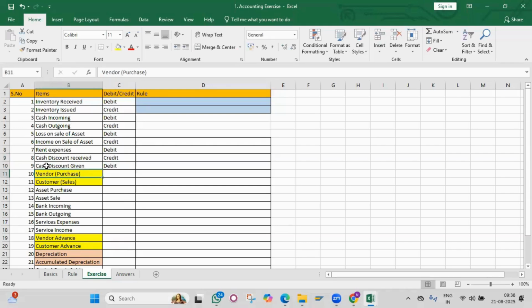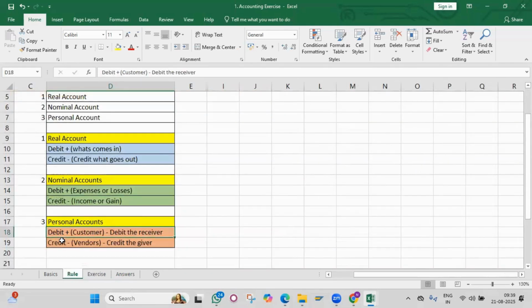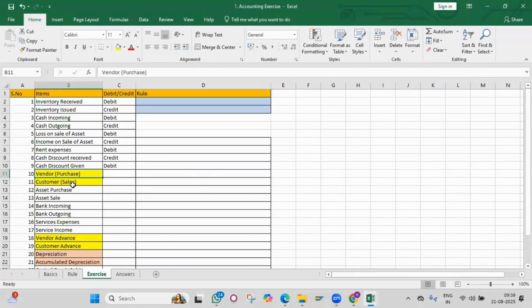Okay. So we are purchasing from the vendor. When you are purchasing from a vendor, what is the rule? Debit the receiver and credit the giver. Vendor is credit, I told you. Why credit? Because we have to pay him. When you are purchasing, you are not paying immediately. You will pay after 1 week, 1 day, or 1 month, like that.